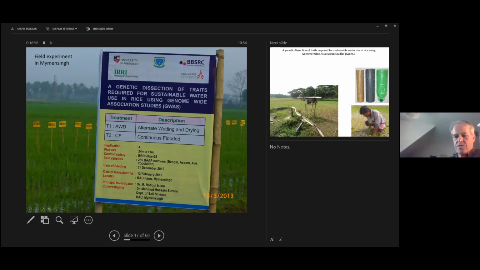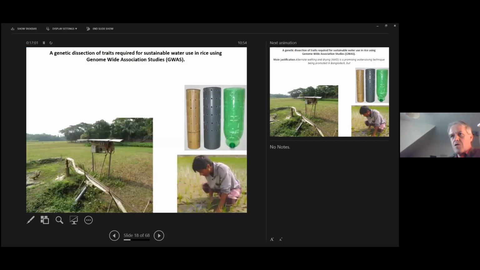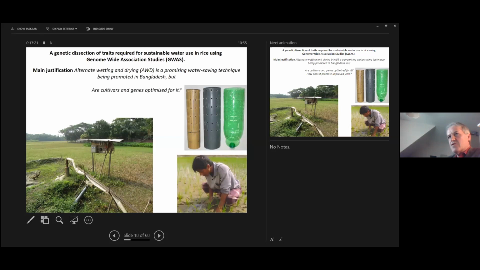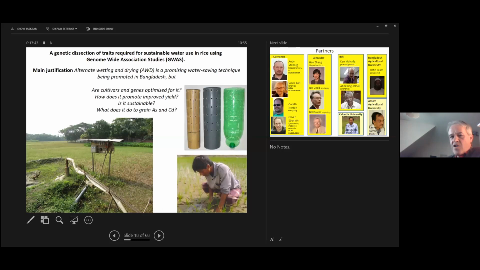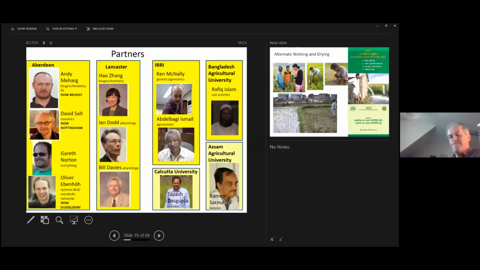And it was a collaboration with several institutions, and I will mention those in a second. The main justification for the objectives of the project was that alternate wetting and drying is a promising water-saving technique being promoted in Bangladesh, but we don't know if cultivars and genes are optimized for it. We don't know how it improves yield. So if you go around Bangladesh and talk about alternate wetting and drying, everyone says it improves yield. We don't know why. We don't know if it's sustainable. And we really wanted to use this project to get a handle on the genetics of grain arsenic and possibly grain cadmium as well. I'm not going to mention cadmium. So the partners in this project, it was led by Aberdeen.